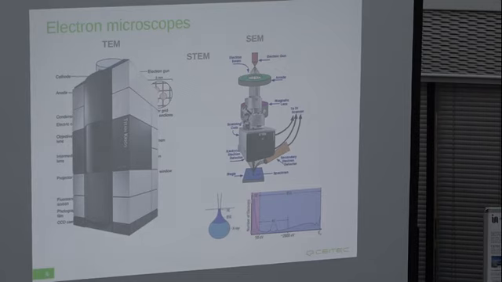If you're confused and this doesn't make sense, in general, the TEM is the big one, and the SEM is the small one.